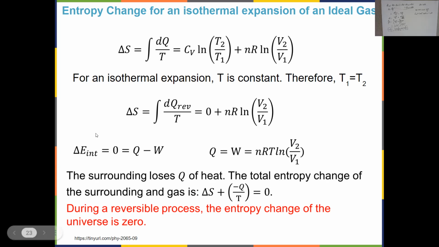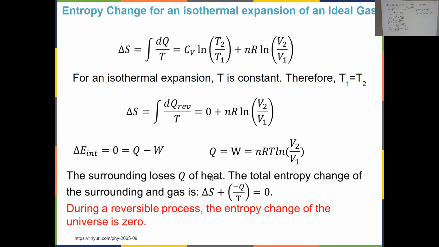And because you have an isothermal process, the internal energy change will be equal to 0, which means Q minus W equals 0. Now, we have calculated this for the isothermal process. You can check your previous notes, but the work done is equal to nRT ln of V2 over V1. So then Q will be equal to this as well. So the surrounding then, in this case, if the gas system expanded isothermally, the surrounding loses Q of heat.